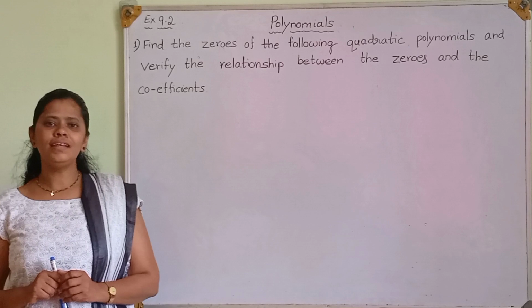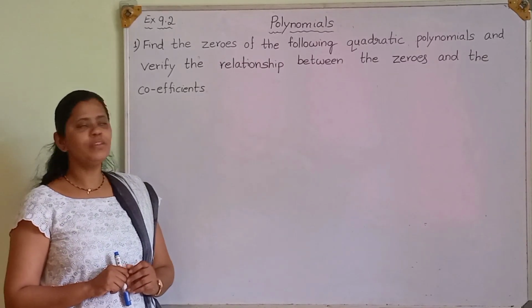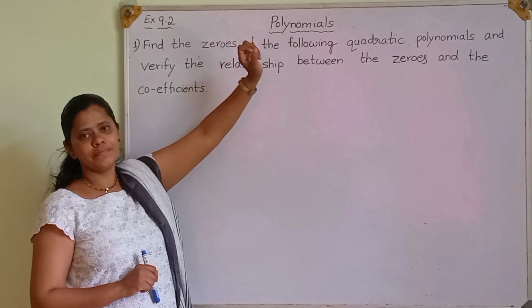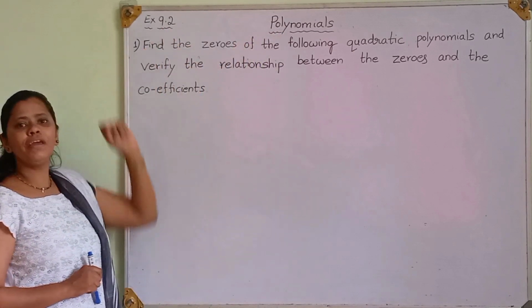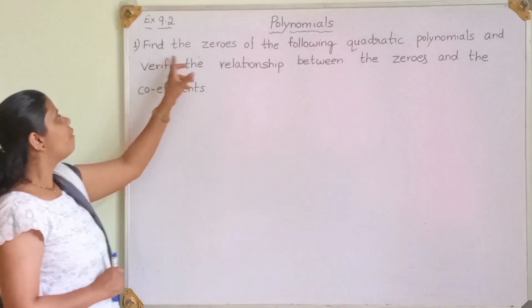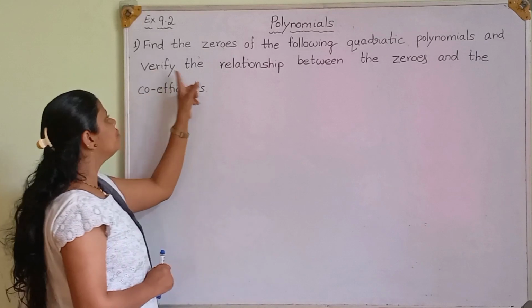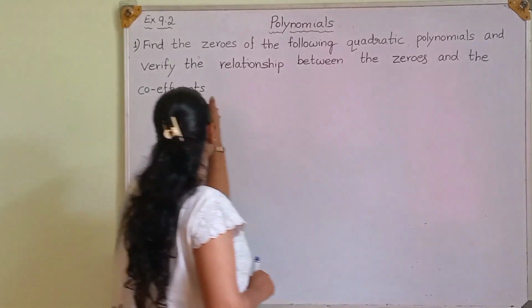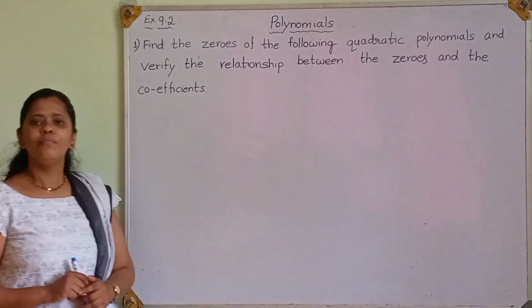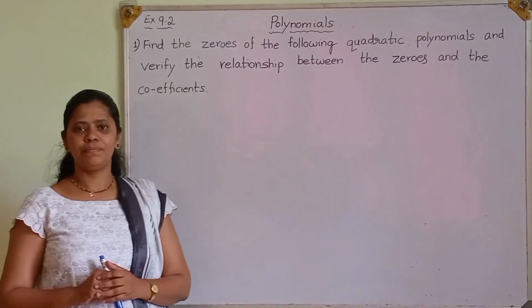Class 10 NCERT syllabus. Today, let us solve the problems on polynomials. Let us solve Exercise 9.2, first main question. Find the zeros of the following quadratic polynomials and verify the relationship between the zeros and the coefficients. Before going to the exercise, first let me tell you some information.